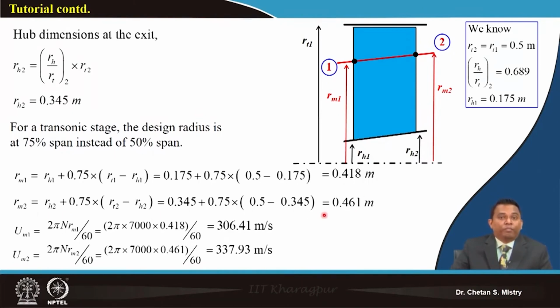Now we need to be very careful here, since my peripheral speed is a function of my diameter, and that's the reason why my entry peripheral speed needs to be calculated based on entry radius, and that's what is coming 306.41 meter per second. Same way for outlet, it is coming 337.93 meter per second.